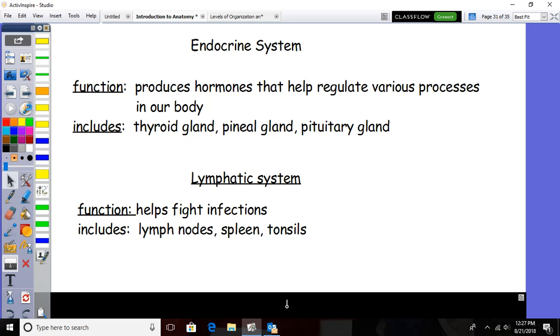And finally, the lymphatic system. Maybe you've heard of lymph nodes, like when you get sick and the doctor feels around on your neck to see if your lymph nodes are swollen. Lymph nodes and the lymphatic system help fight infections. Sometimes when you have an infection with a virus, some of those viruses get caught up in your lymph nodes, and so your lymph nodes swell because they're trying to fight that infection. The lymphatic system includes your lymph nodes, your spleen, which is on the side of your stomach, and then your tonsils, which we typically think of being in the back of our throat.